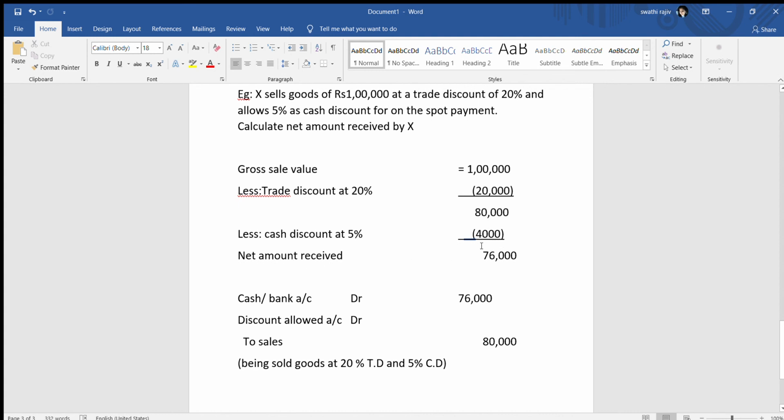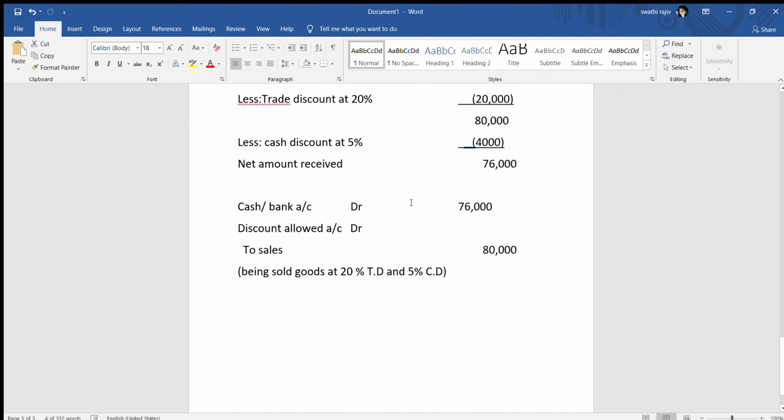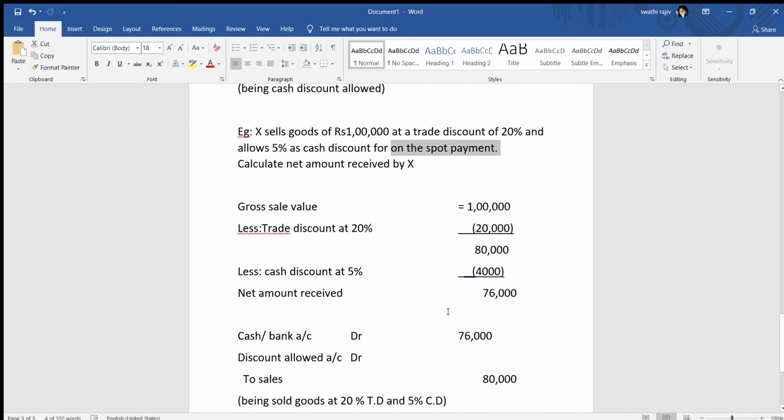Now this will be your net amount received. You're selling, this is in the books of X. This is 1 lakh worth of goods, and what is the cash payment? Ultimately you're getting 76,000. But why are you getting it? Because whoever is purchasing is making on the spot payment. On the spot payment, that is your condition. You're like, I will give you a very good discount if you're ready to pay right now.